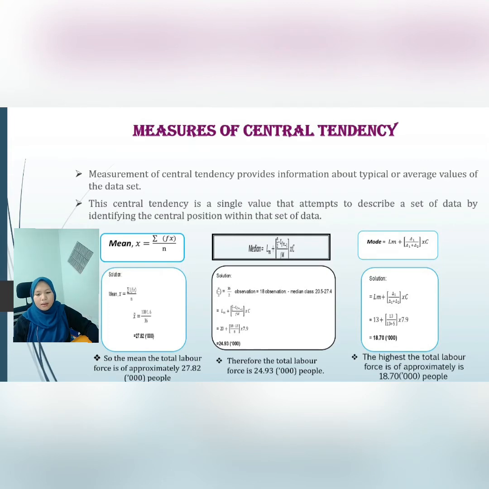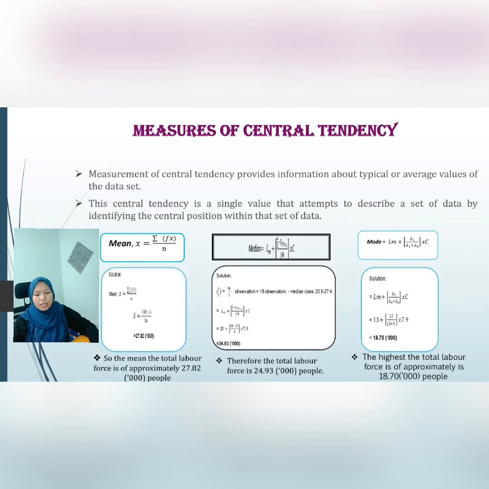Today I want to present about my part, measure of central tendency. Measurement of central tendency provides information about the typical value of the data set. Central tendency is a single value that describes a set of data by identifying the central position within that set of data. I want to calculate the data for labor force by age group 60 until 64 years old in Johor in year 1982 until 2019. Okay, for measure of central tendency there are 3 parts: mean, median, and mode.